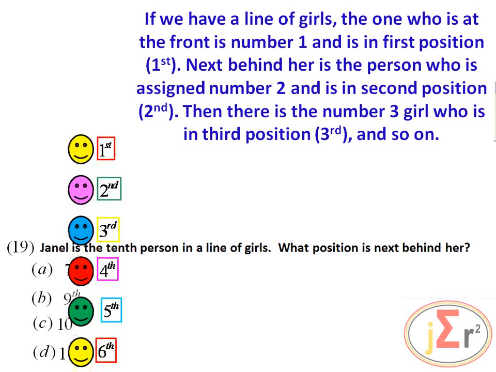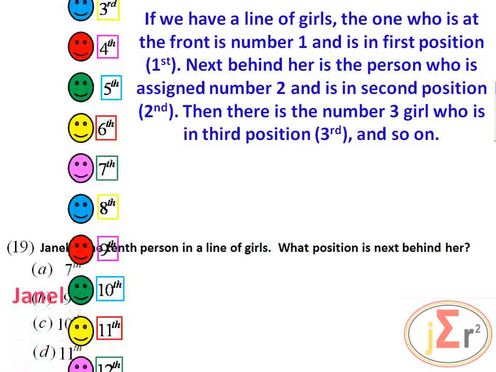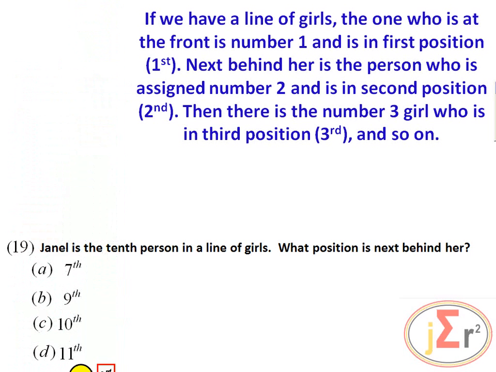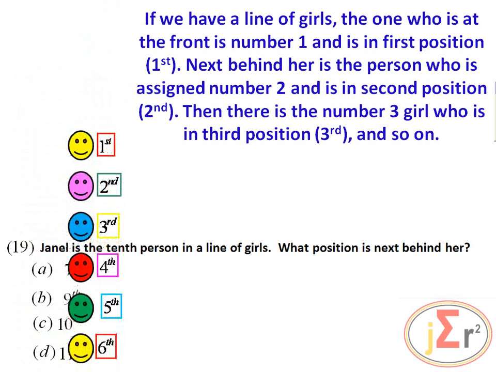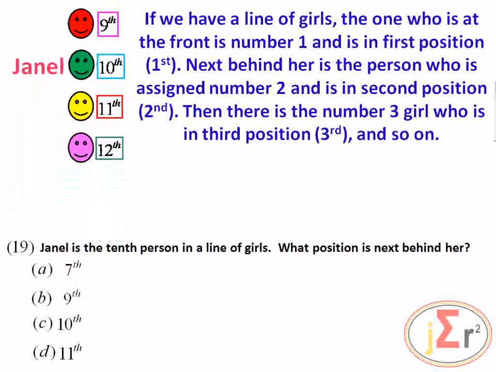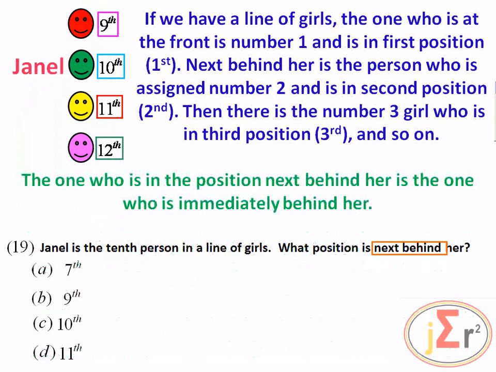So we have the first, the second, third, fourth, fifth, sixth, seventh, eighth, ninth, 10th, 11th. And right after 11th we have 12th. So first, second, third, fourth, fifth, sixth, seventh, eighth, ninth, 10th. There we have Janelle going up. Is the 10th person. The one in the position next behind her is the one who is immediately behind her. The very next one. So we have the one that is immediately behind her.